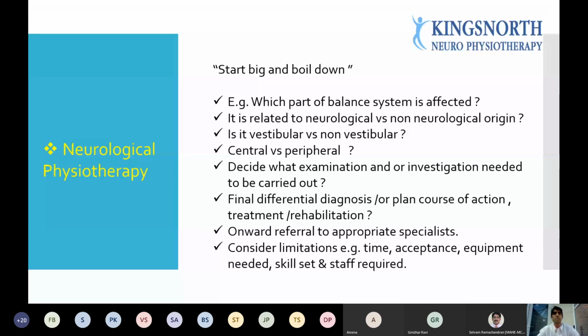And then think about the skill set you have. You know, we always get carried away when we see a new patient. We think, oh, this is something which I wanted to learn, so let me take this over, which is good, but is it good for the patient? Think about it.